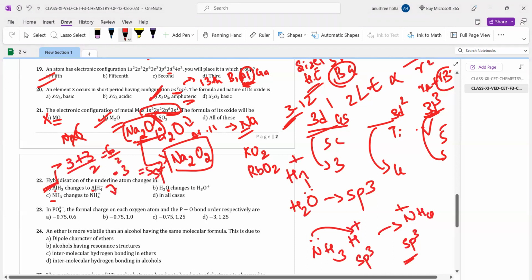Now, if you observe this, 3 valence electrons plus 4 plus 1. So what has happened? It is 8. 8 by 2, 4. That means it is sp3 hybridized now. Okay, here you can observe aluminium hydride is changing from sp2 to sp3. So the hybridization only changes in A, not in B and C. Here the hybridization remains. Okay, coming to question number 23. In phosphate ion, they have given, the formal charge on each oxygen atom is?